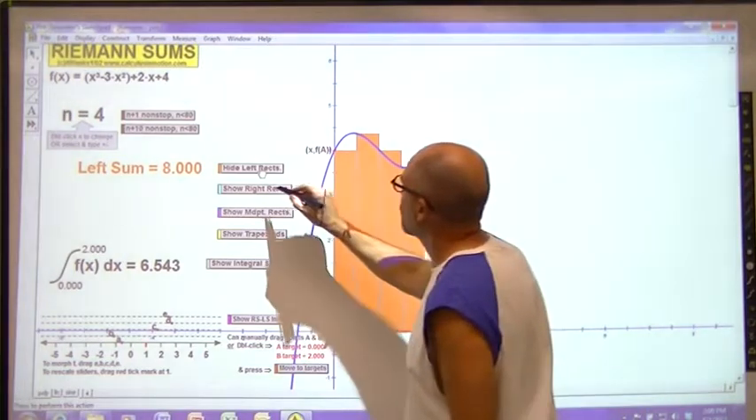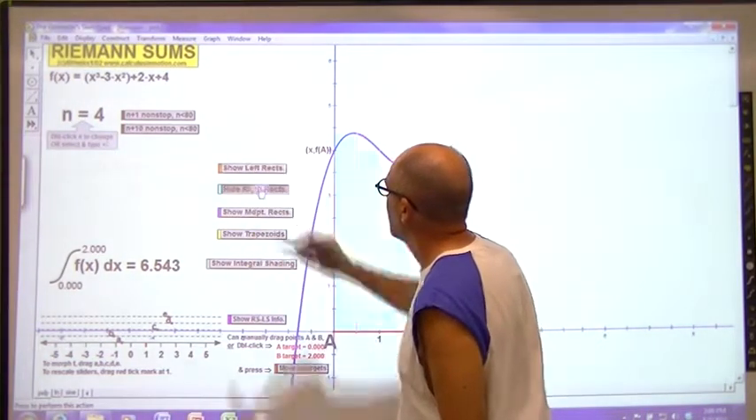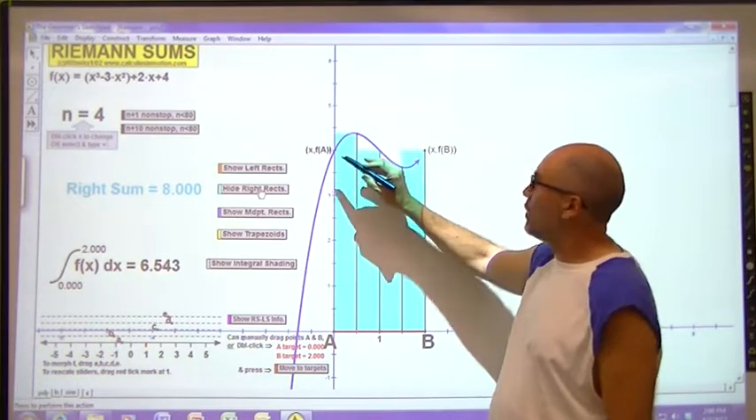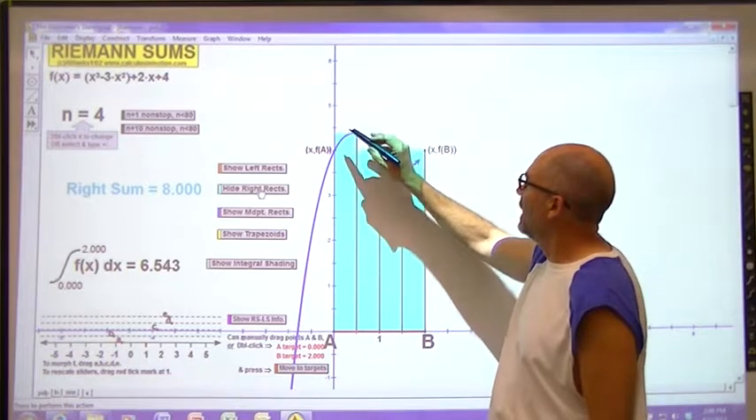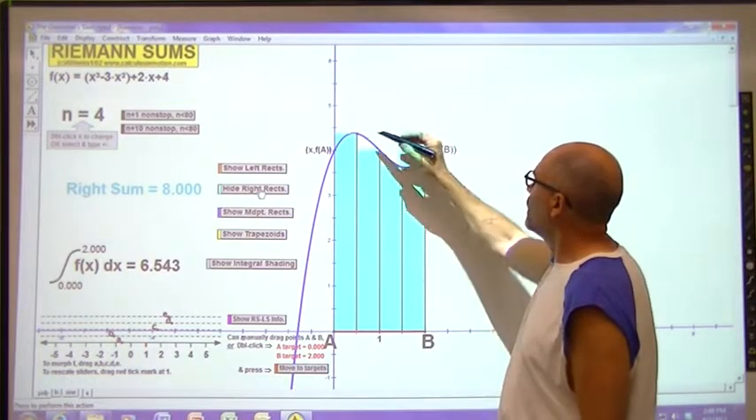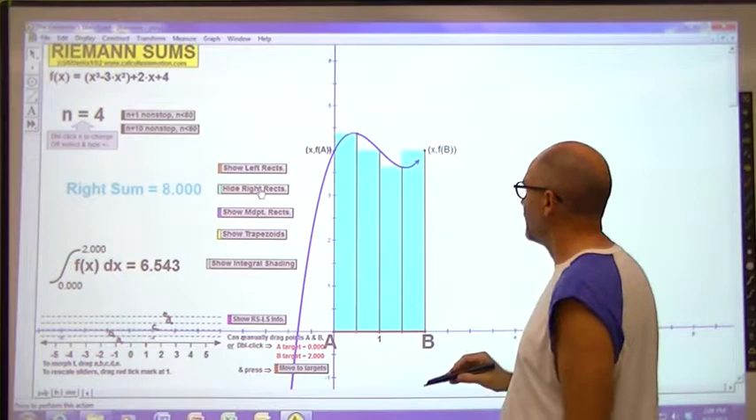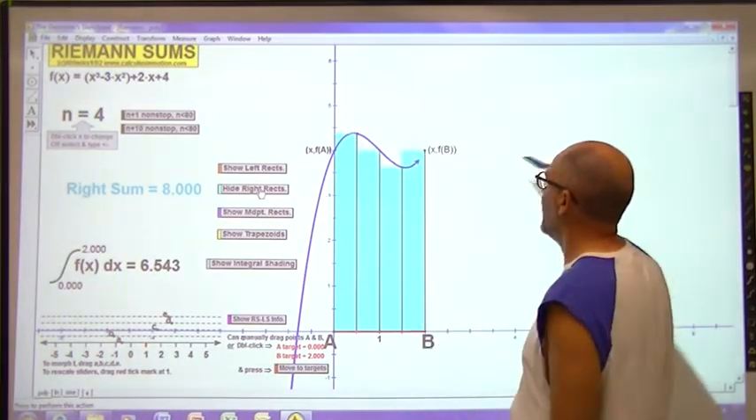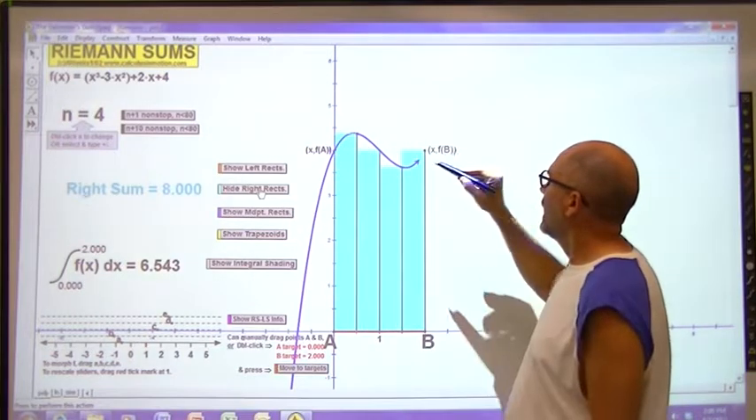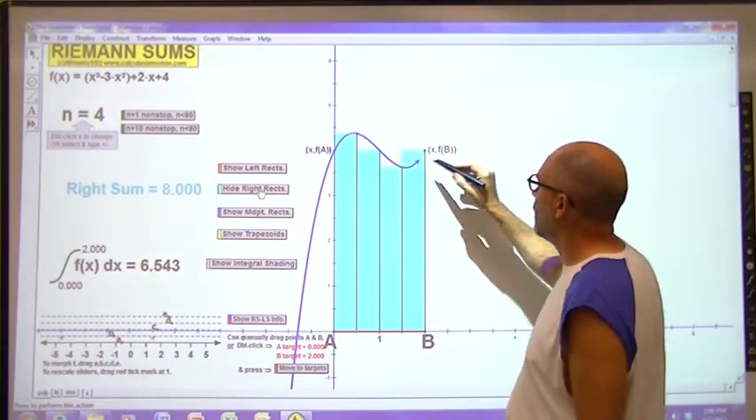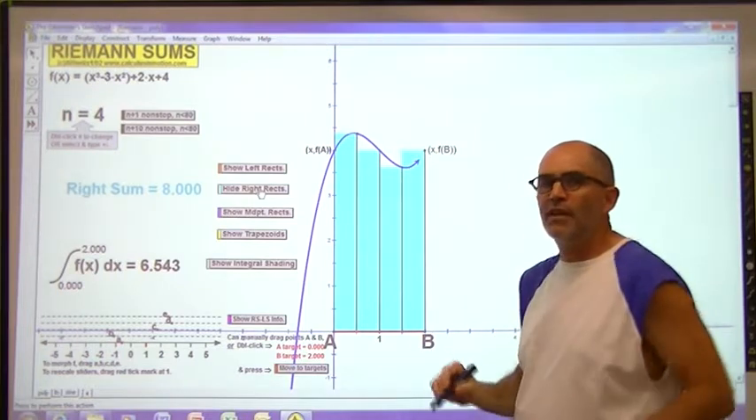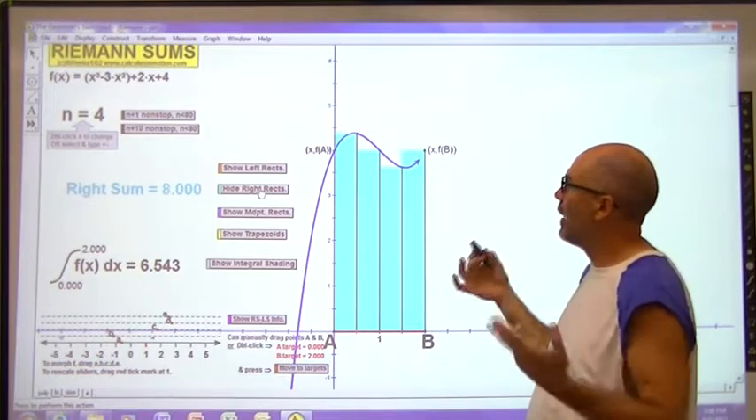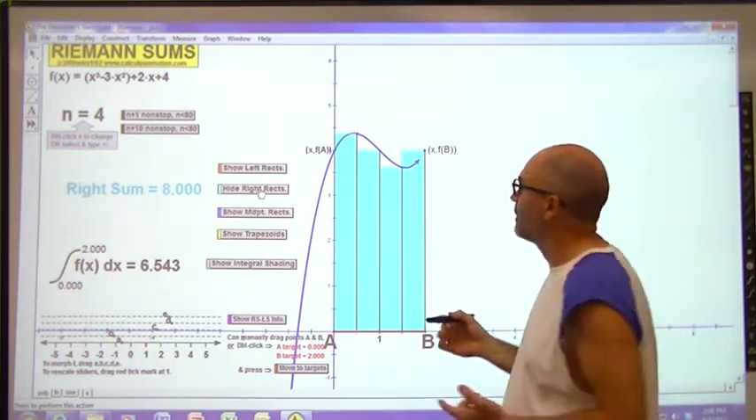Now, when I go to the right-handed rectangles, it's the other way around. With a right-handed rectangle, when the function is increasing, it's an overestimate. When the function is decreasing, it's an underestimate. So the fact that this function is symmetrical about the line y equals 4, it basically goes up and down the same amount from y equals 4. So the left and the right-handed rectangles are equal because their errors cancel each other out.